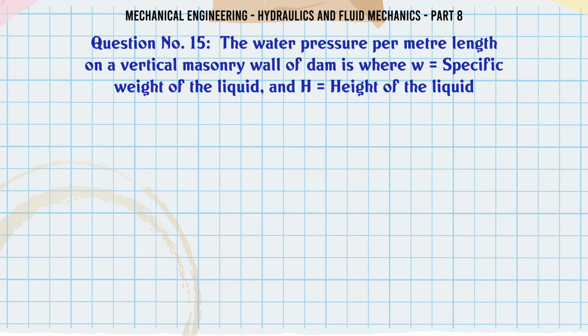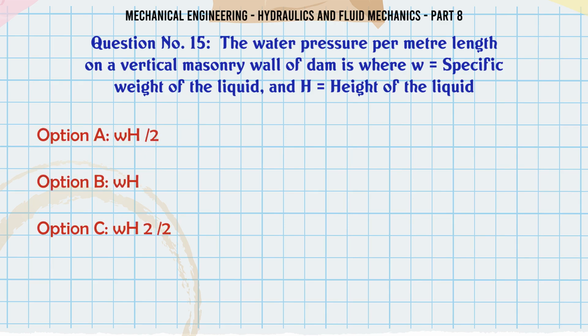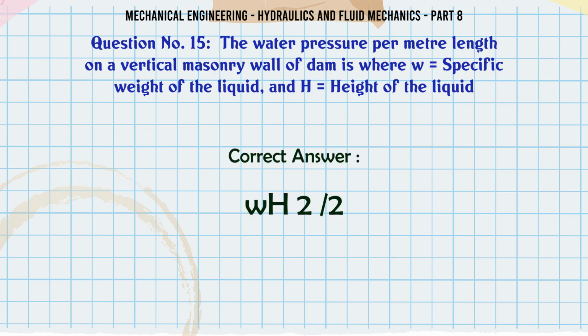The water pressure per meter length on a vertical masonry wall of a dam is, where W is the specific weight of the liquid and H is the height of the liquid. A. WH², B. WH, C. WH²/2, D. WH²/4. The correct answer is WH²/2.